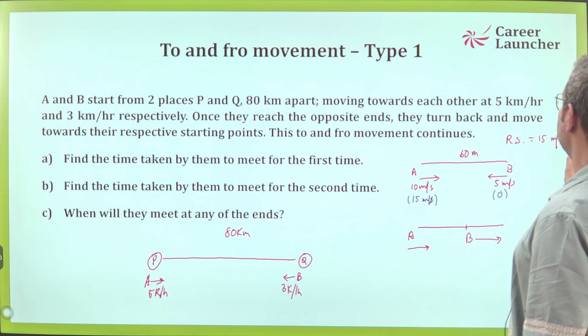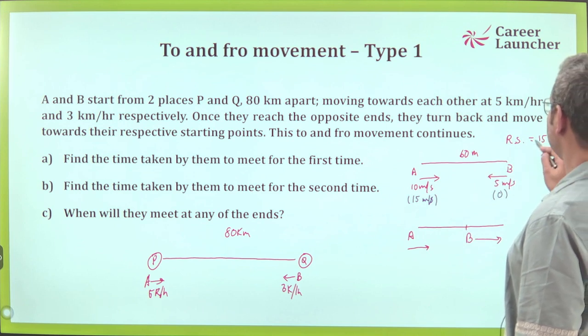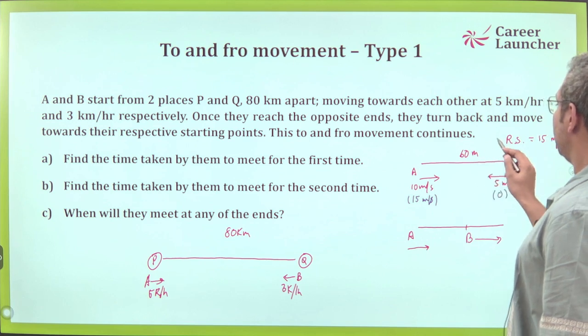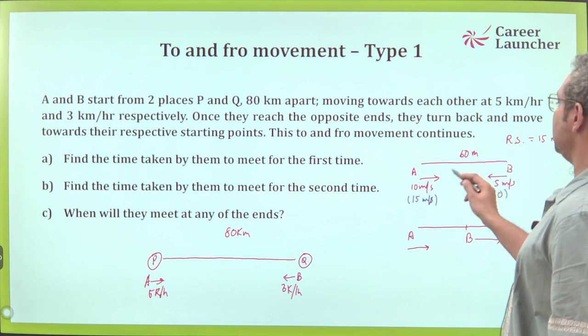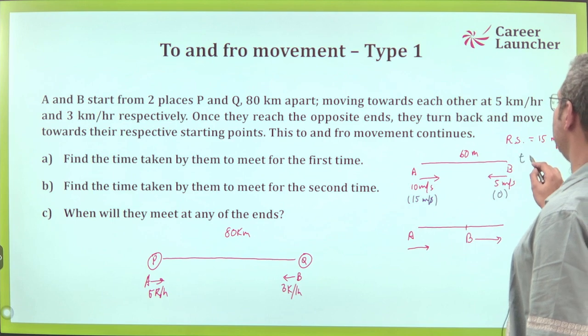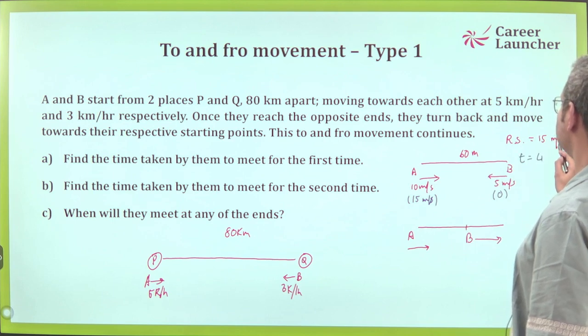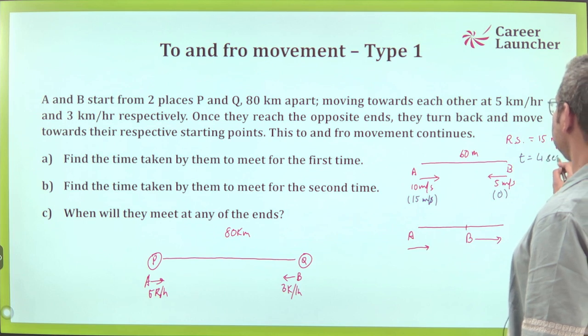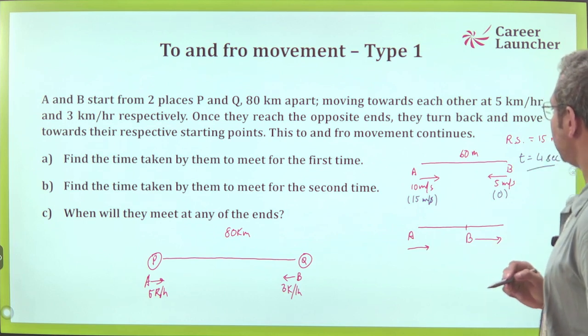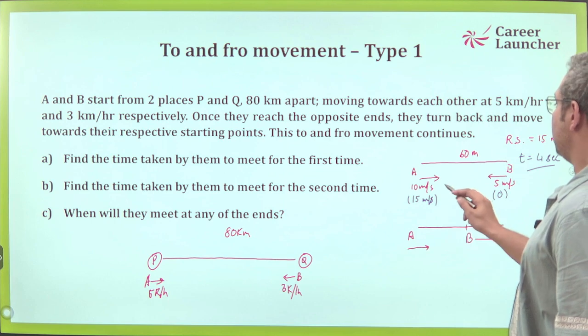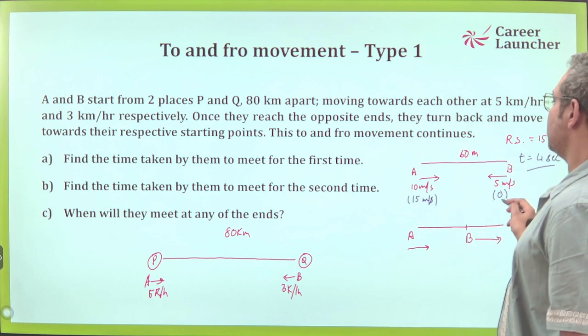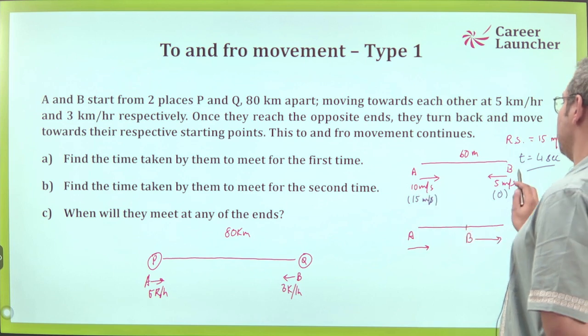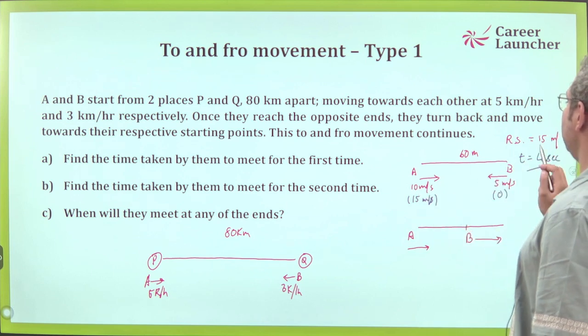So now if it is 15 meters per second, how long will it take them to meet? So 60 divided by 15, the time taken will be 4 seconds. Okay, so the time taken will be 4 seconds because B is not moving, right? So we can assume as if A is covering the whole 60, so 60 divided by 15, 4 seconds.